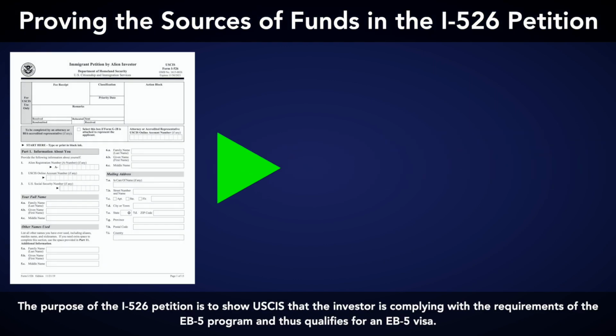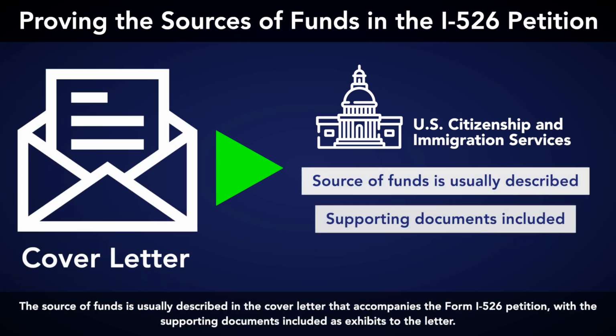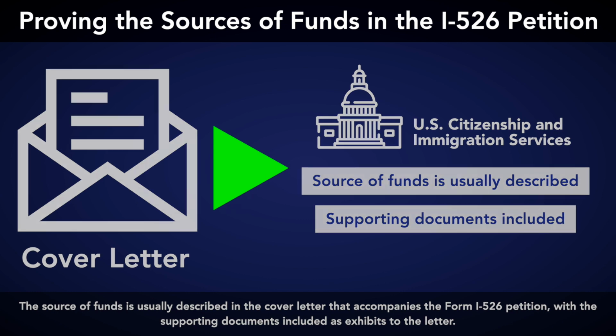The purpose of the I-526 petition is to show USCIS that the investor is complying with the requirements of the EB-5 program and thus qualifies for an EB-5 visa. The source of funds is usually described in the cover letter that accompanies the Form I-526 petition, with the supporting documents included as exhibits to the letter.